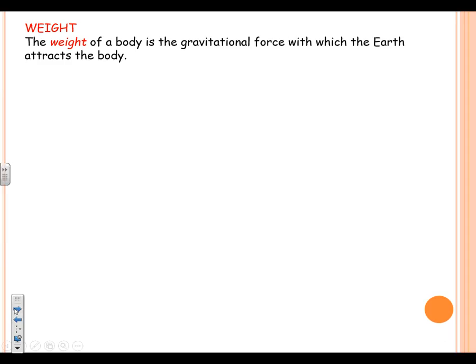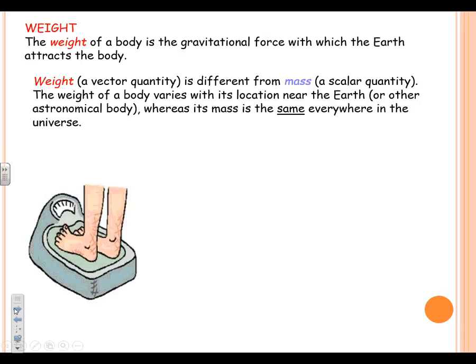So, what is weight? A lot of people want to say that gravity and weight are the same thing. Well, they're not. Weight is actually a gravitational force with which the Earth attracts bodies or objects. Okay? So, weight is a vector value, and it's different from mass. Mass is a scalar value. You remember we talked about the difference between vector and scalar. Vector has magnitude and direction. Scalar is just a number value.